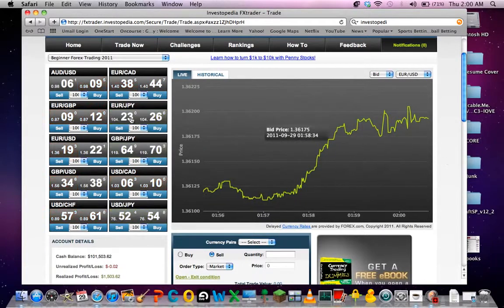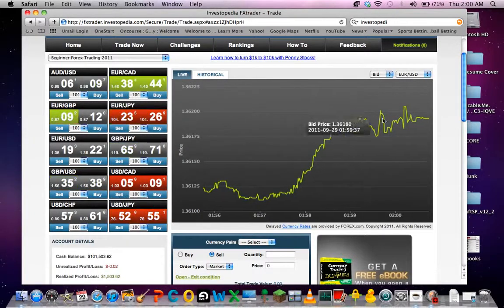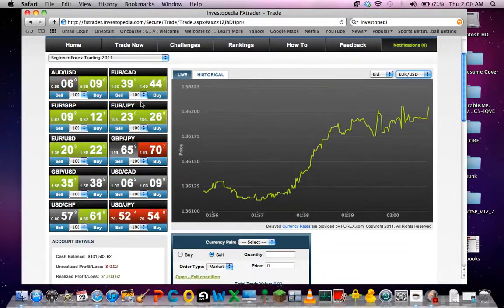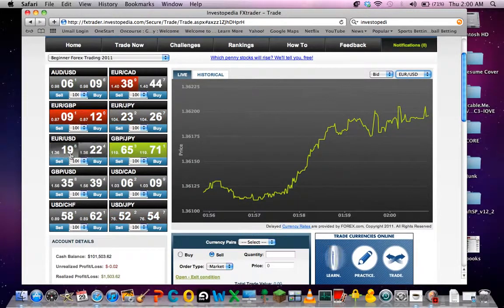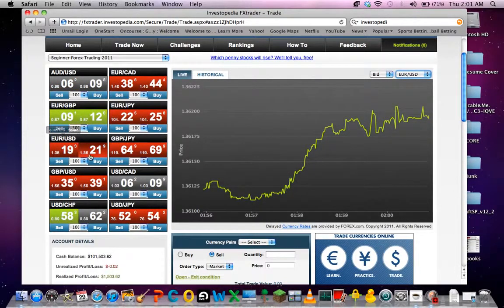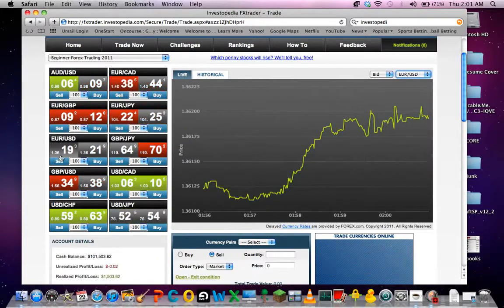So once you get on here, you obviously see all the currency pairs on the left side, and you see a graph of whatever currency you pick. So in Forex, you have what's called a bid and an ask price. So this is the price that you can buy the euro against the dollar, and this is the price that you can sell your euro against the dollar.